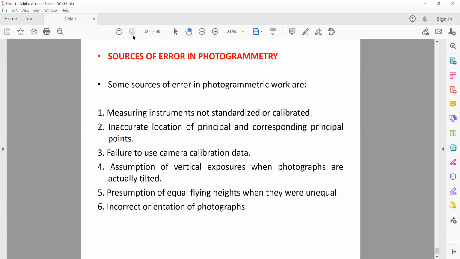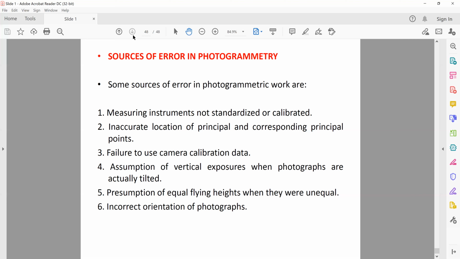Again, this also deals with the errors that arise in the scale. Another is assumption of vertical exposures when photographs are actually tilted. We began our discussion with vertical and oblique photographs, and for this procedure to work, your picture has to be exactly vertical. If it's oblique, then obviously scale errors would be there, so you have to make sure that your pictures are exactly vertical. Another is presumption of equal flying heights when they were unequal. You have to make sure that the drone flies at the same elevation while taking successive pictures. If it changes its elevation, then obviously your scale and all the calculations would change.